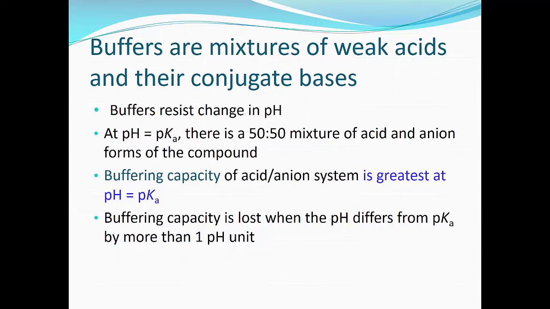Buffers work because as small amounts of acid or base are added to the system, the conjugate acid-base pair can consume the added hydronium or hydroxide in order to bring the pH back to equilibrium. However, the buffering capacity is lost if we consume one of the two pairs by adding too much acid or base. Typically, this happens if we go 1 pH unit above or below the pKa.